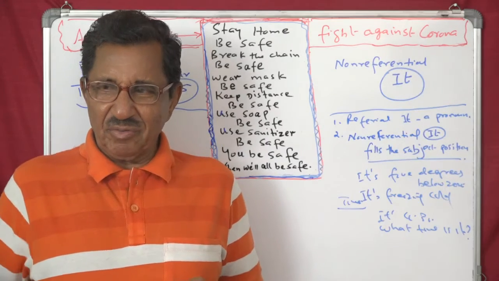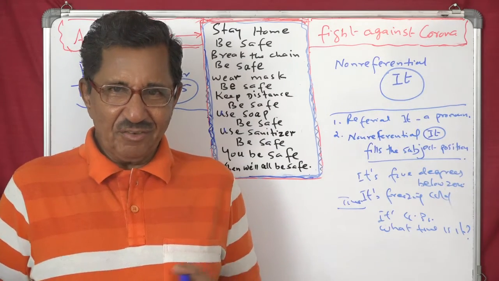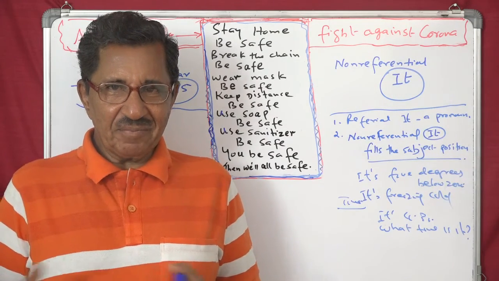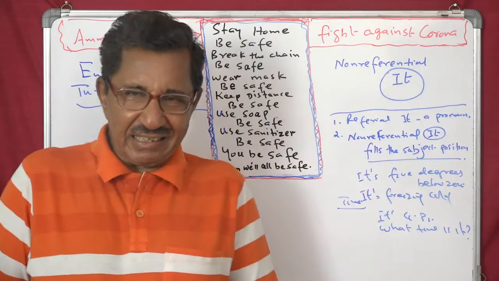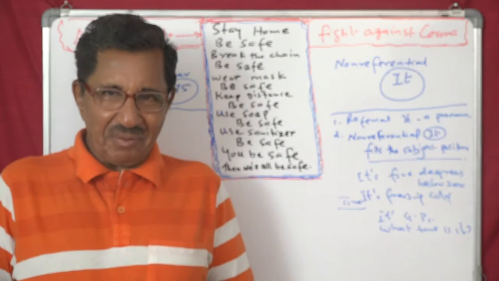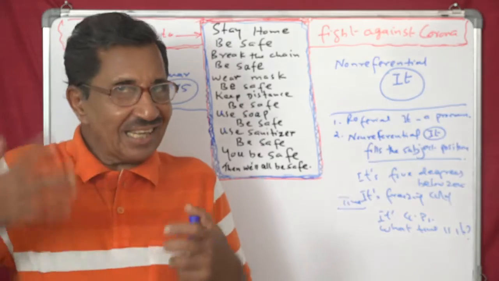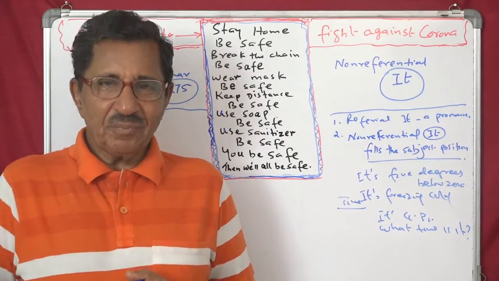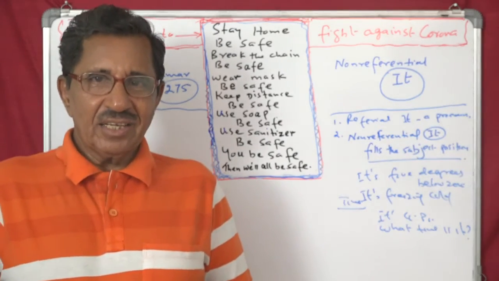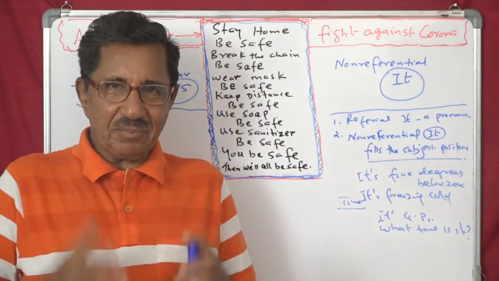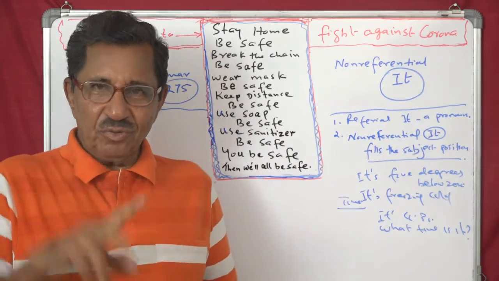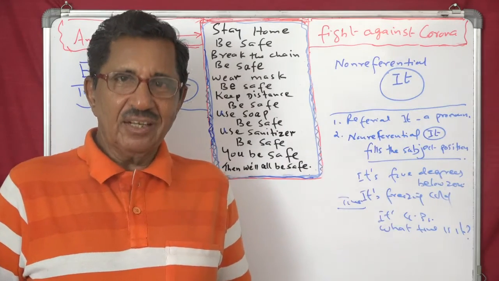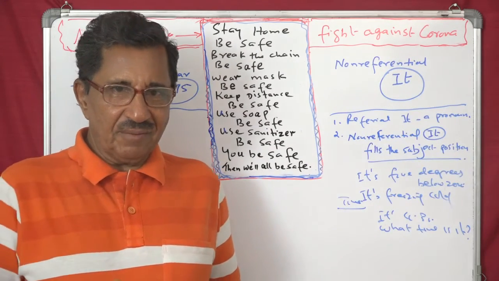So it's very cold, it's very warm, it's raining, it's snowing, it is freezing cold. See, what time is it? And we have got temperature like this. Oh, it's 100 degrees. Is there anything else to say? Yes. So in this way you use it as a subject position filler or non-referential. Two uses: one is referential, the other is non-referential. When it is referential, it is a pronoun, as we have seen.